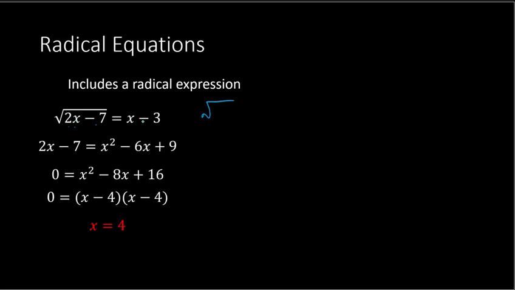So the square root of 2 times 4 is 8, minus 7 is 1. So the square root of 1 equals, and then 4 minus 3. So this one would work because that would equal 1 on the left and 1 on the right. So that does work out, so 4 would be our correct solution.